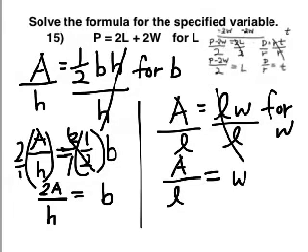So the idea here is we're going to still have these variables in the answer. It's just going to be in terms of a different variable. And you just do what you need to do, but you have to do it to both sides. You can't just do it to one side.